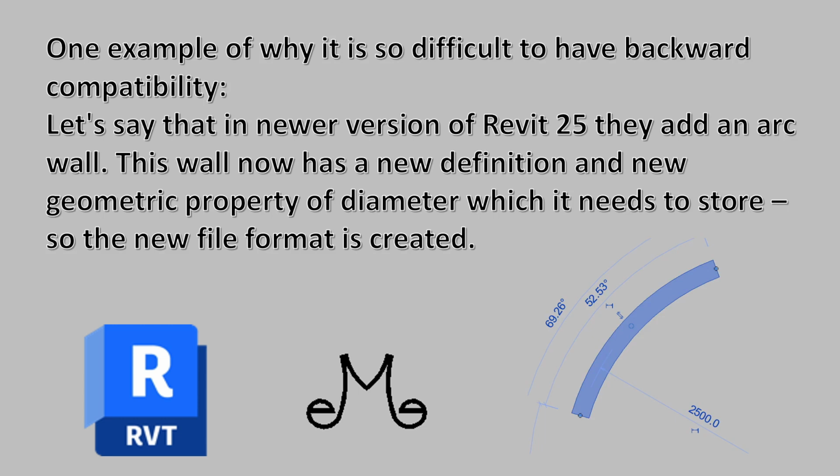One example of why this backward compatibility is so difficult: let's say that in the newer version, Revit 25, they add an arc wall. This wall now has a new definition and a new geometric property of a diameter, which it needs to store somehow. For example, here you can see I have 2500 millimeters. So for this information, a new file format is created.